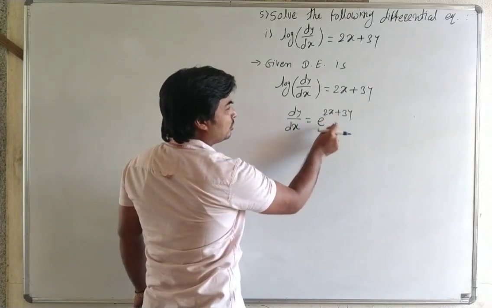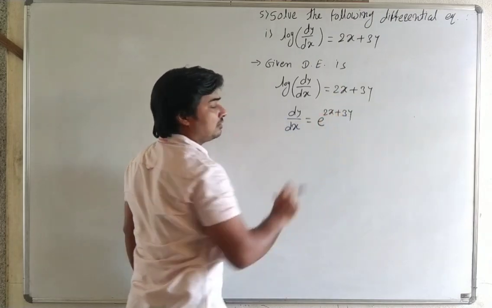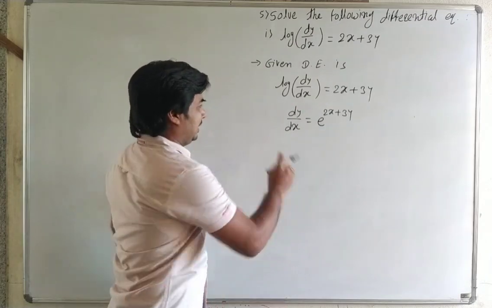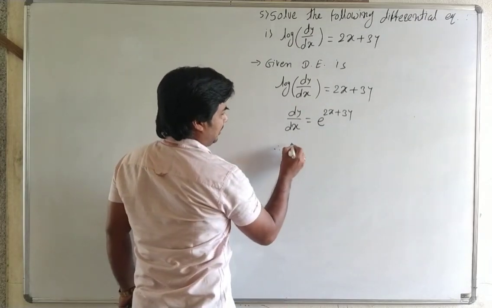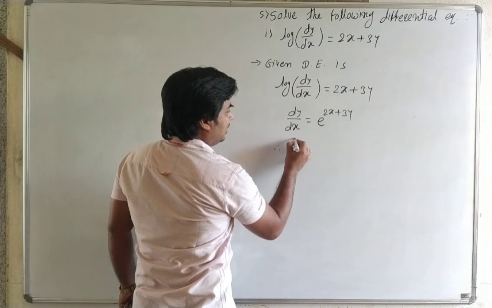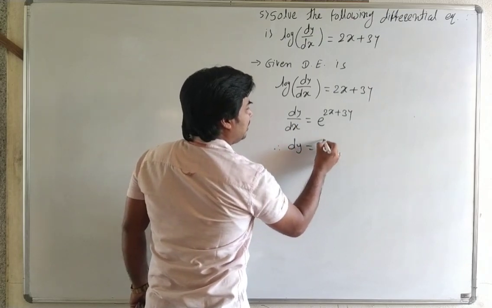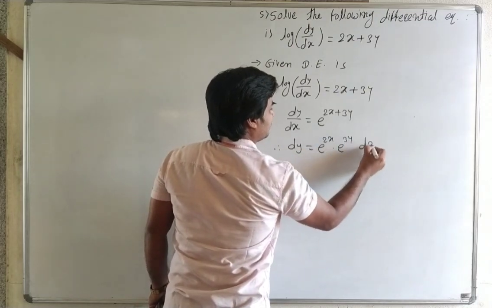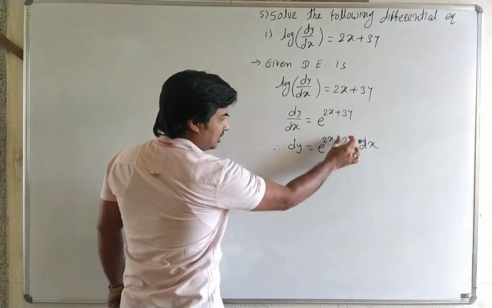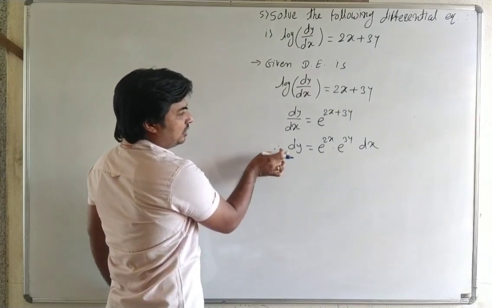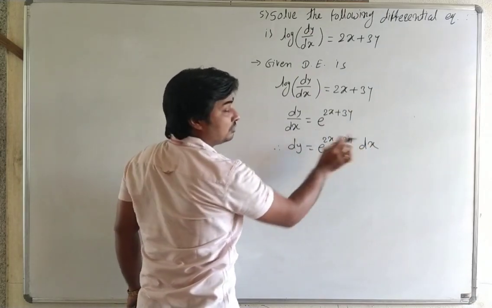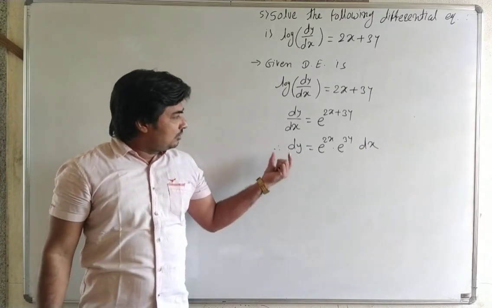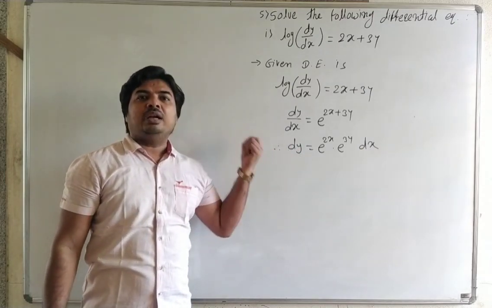Then again we use the rules of indices. E to the power 2x plus 3y means e to the power 2x into e to the power 3y. Then it is easy to separate the variables. Here we can write dy is equal to e to the power 2x into e to the power 3y dx. We write the terms of y with dy and the terms of x with dx. That means it is in variable separable form. Separate the variables and integrate it.